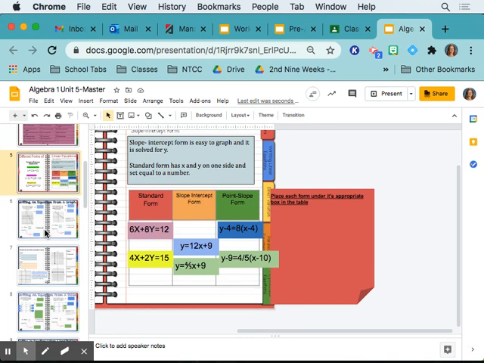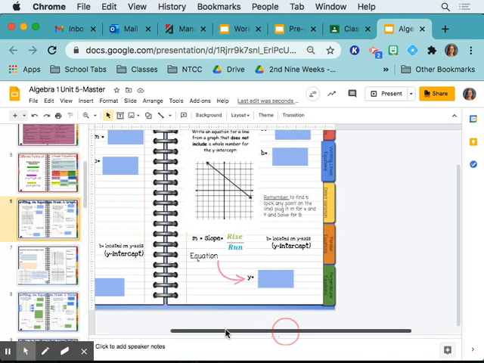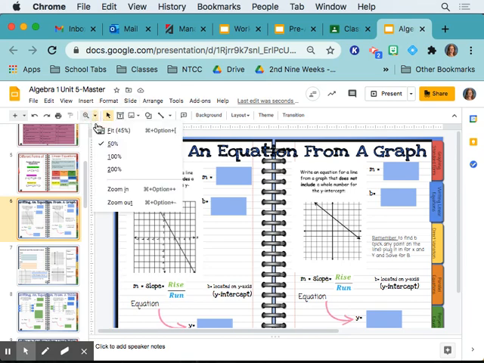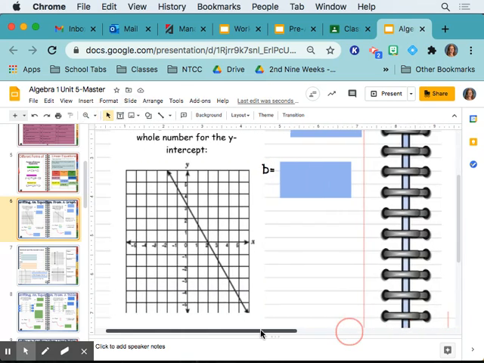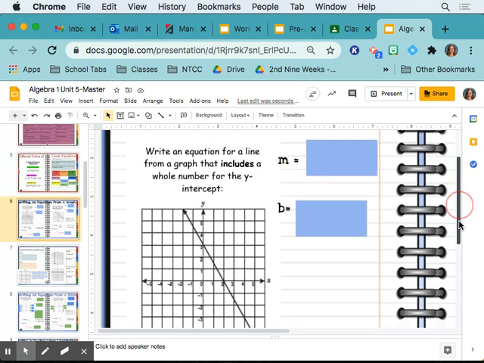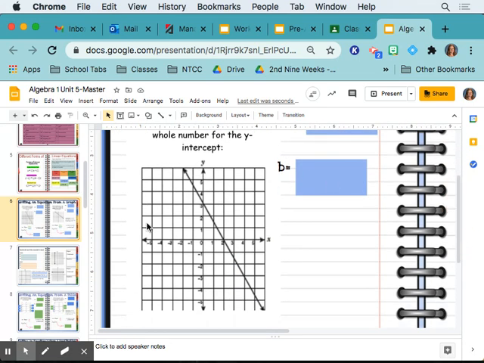Okay, we are on to slide 6 now. Writing an equation from a graph. Let's zoom in on the left side. Write an equation for a line from a graph that includes a whole number for the y-intercept. So let's look at this graph right here. Let's look at a few things about this graph.